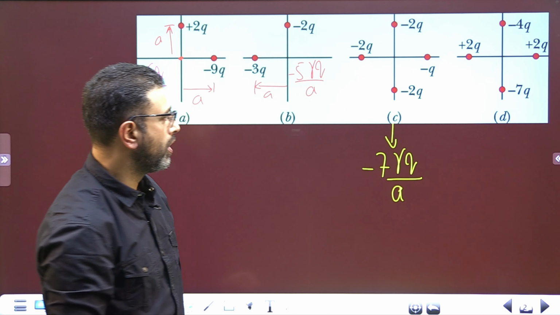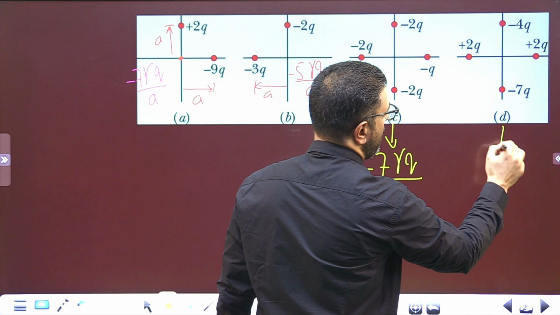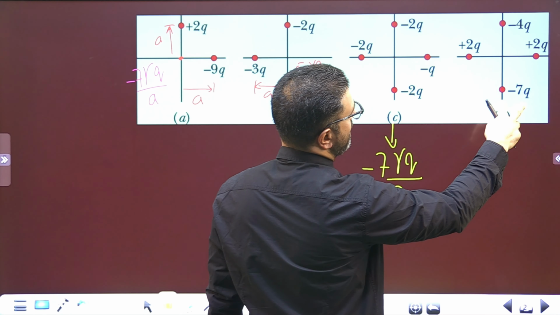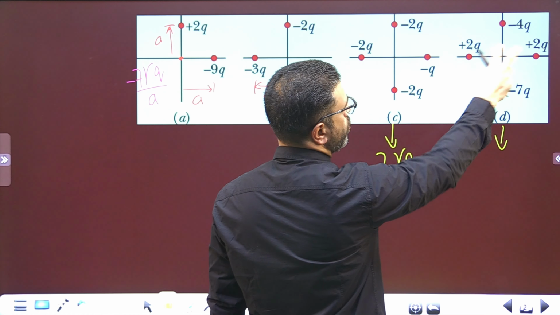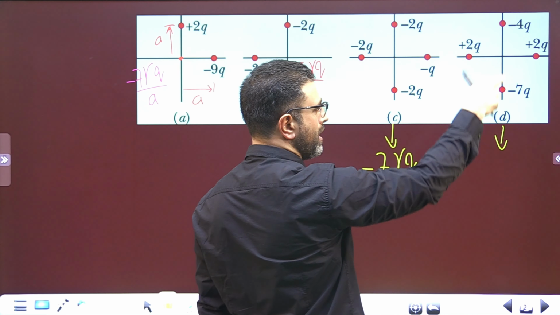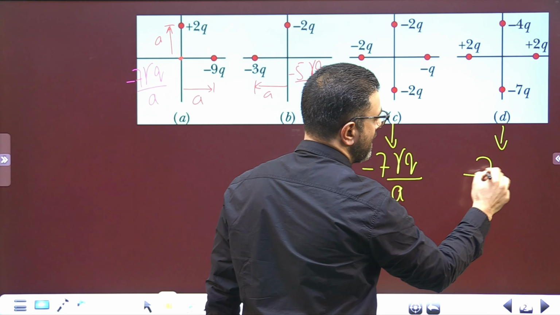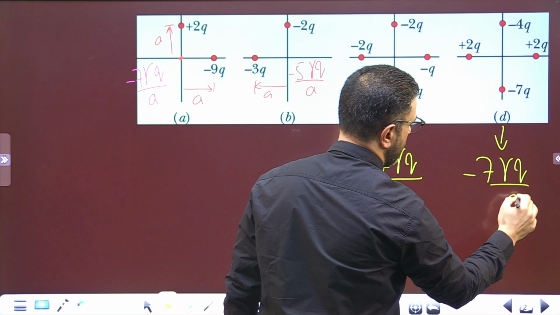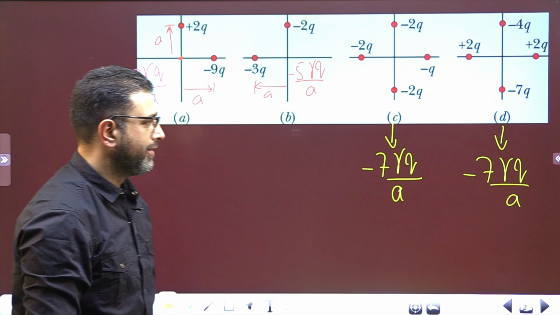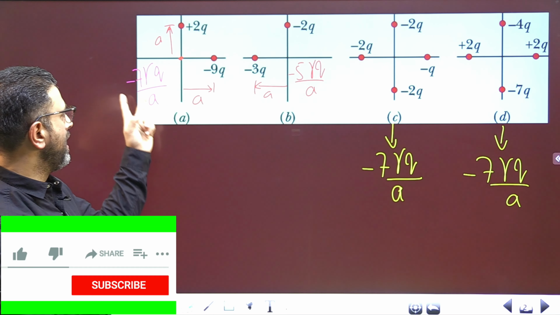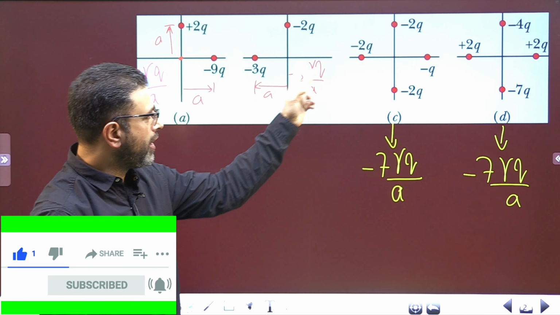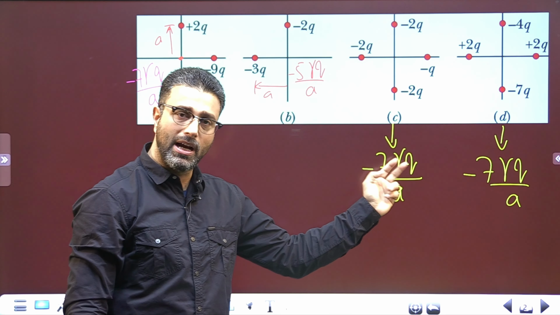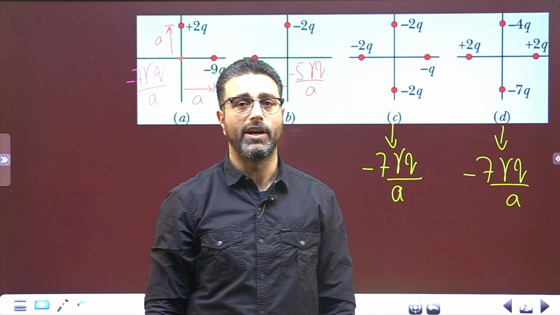Gamma is the electrostatic constant. And in case of D, total charge is minus 7q minus 4q plus 2q plus 2q plus 2q plus 2q, which is plus 4q, minus 4q done, minus 7q. So again minus 7 times gamma q divided by A. So potential in case of A is minus 7 gamma q divided by A, B minus 5 gamma q divided by A, C minus 7 gamma q divided by A, D minus 7 gamma q divided by A.